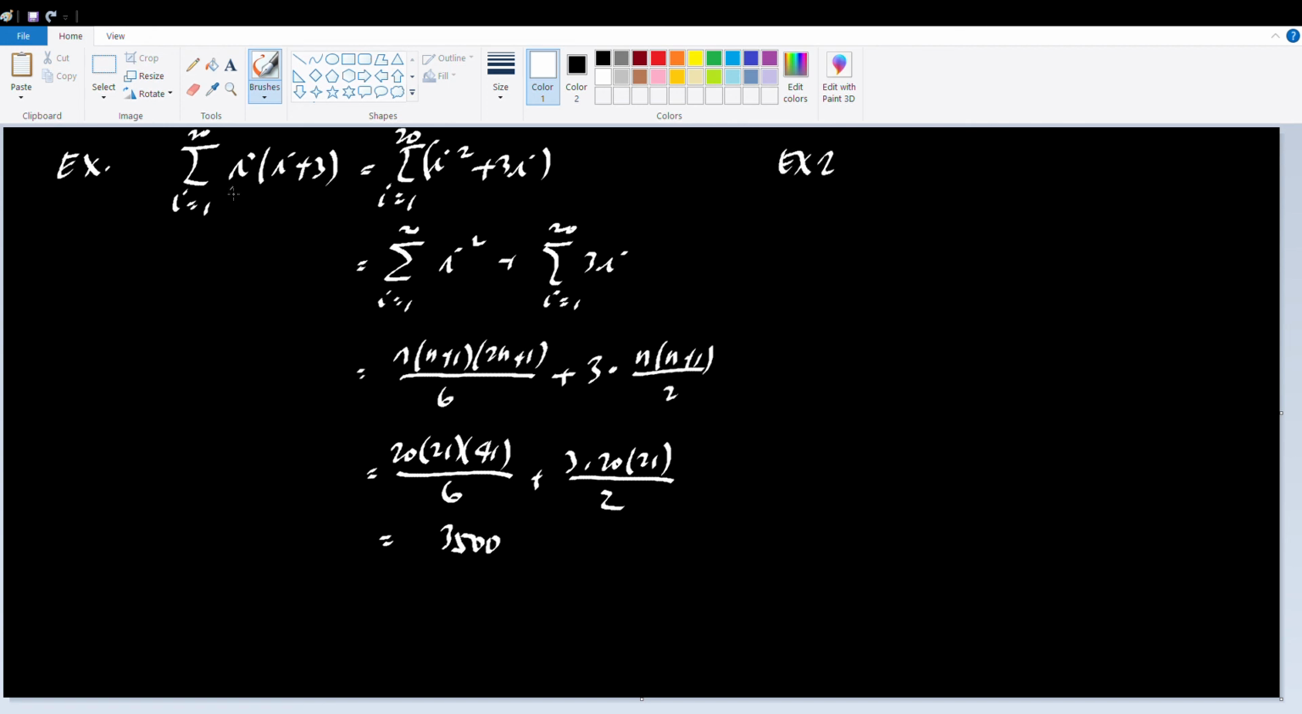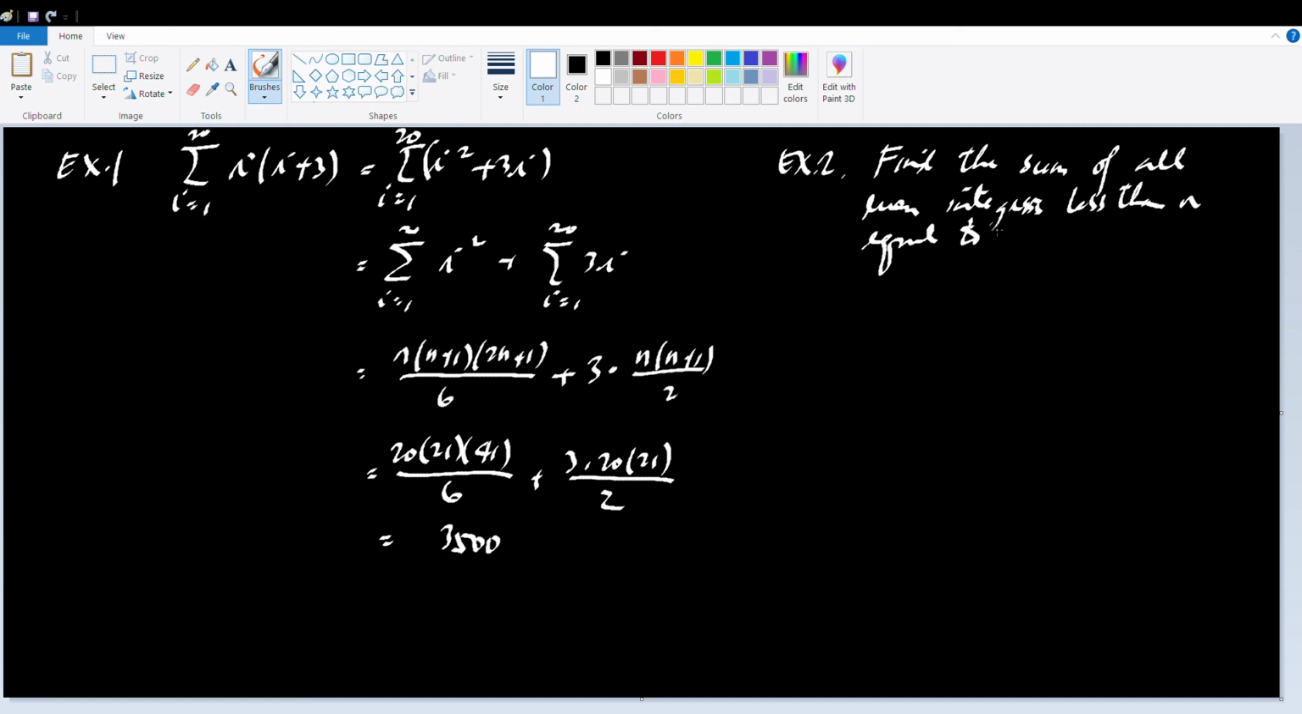Another example. Say you want to find the sum of all even integers less than or equal to 200. Okay, so let us find the sum of all even integers. So that will be 2 plus 4 plus 6 plus up to 200. Of course, we can do it manually, but there is an available formula for this. Now, these even integers can be written as 2i. Every even integer, or the set of all even integers, can be written in the form 2i. So we are actually getting the sum of 2i, i from 1 to 100. Because the last term is 200, so your upper limit is 100. 100 times 2 is 200.